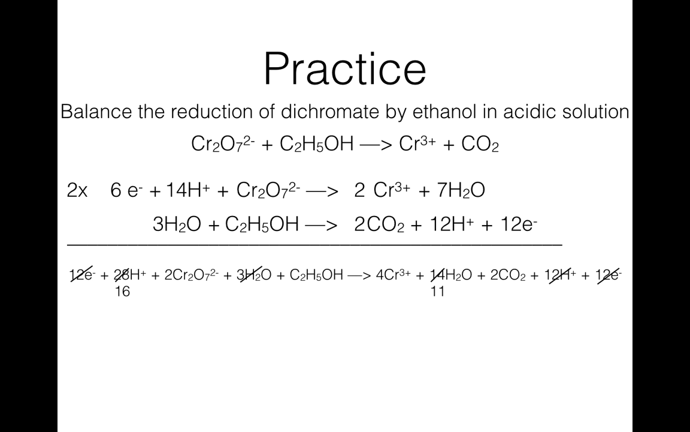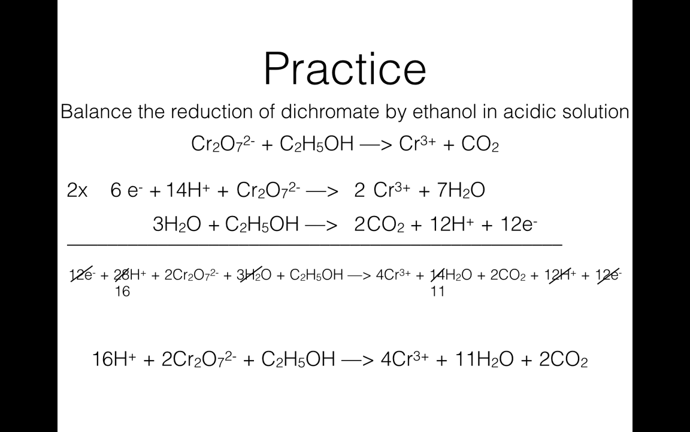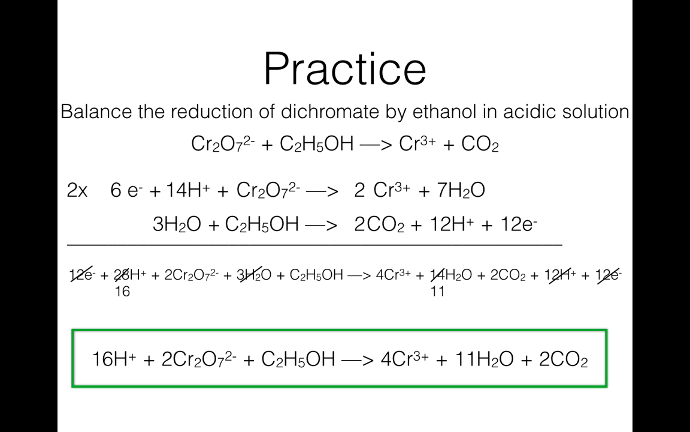So now that we've canceled everything out, we can rewrite our equation. And what we get is 16 H+ reacts with 2 dichromates and 1 ethanol to form 4 chromium 3+, 11 waters, and 2 carbon dioxides. And that's our final reaction equation balanced for acidic conditions.